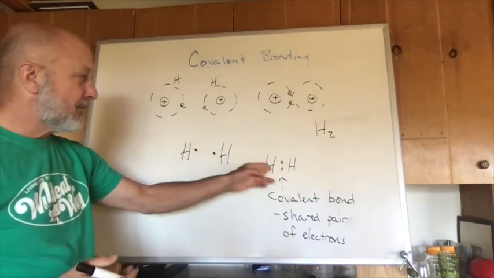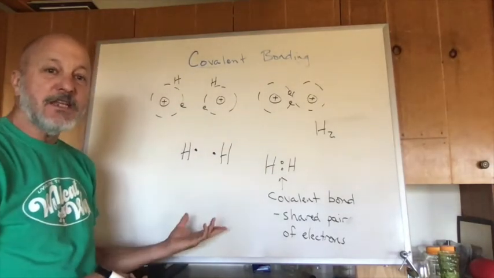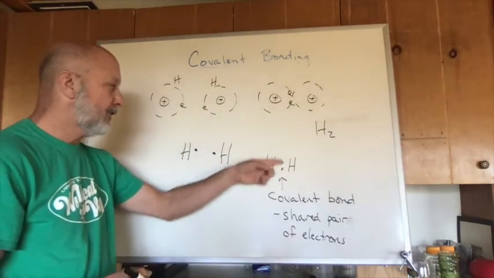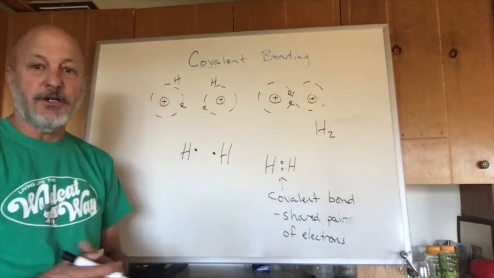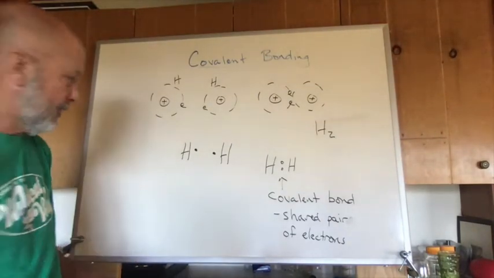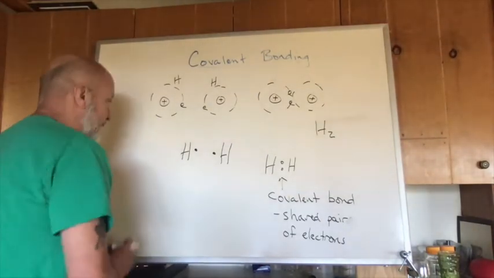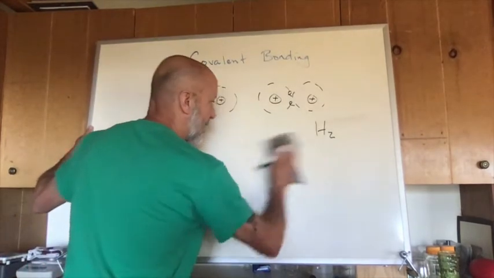Now that they're sharing those, each one counts those electrons as fulfilling its need for a full shell. So this hydrogen has 2 electrons, full shell. This hydrogen has 2 electrons, full shell. And that's a covalent bond. Let me use another example. We talked about it a little bit in our first opening lecture on this.